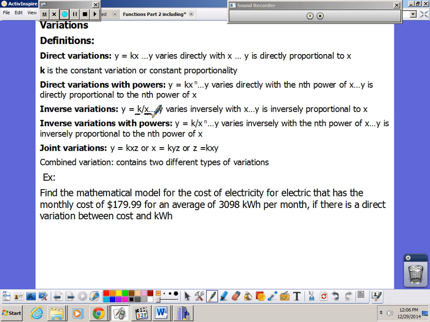Find the mathematical model for the cost of electricity that has the monthly cost of $179.99 for an average of 3,098 kilowatts per hour if there is a direct variation between the cost and the kilowatts. So there's a direct variation because the cost and the kilowatts. So K, and I'm going to do W for the watts. K is my constant that I have to put in because it's direct.